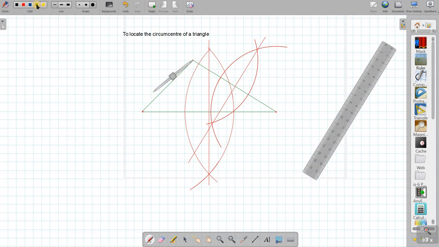I will make it as green color. Okay. And now I will have to draw two arcs on the third side. Okay, and the length of the compass would be little more than half of the third side. So you can see it is little over than half of the third side. So now I will have to draw the line.